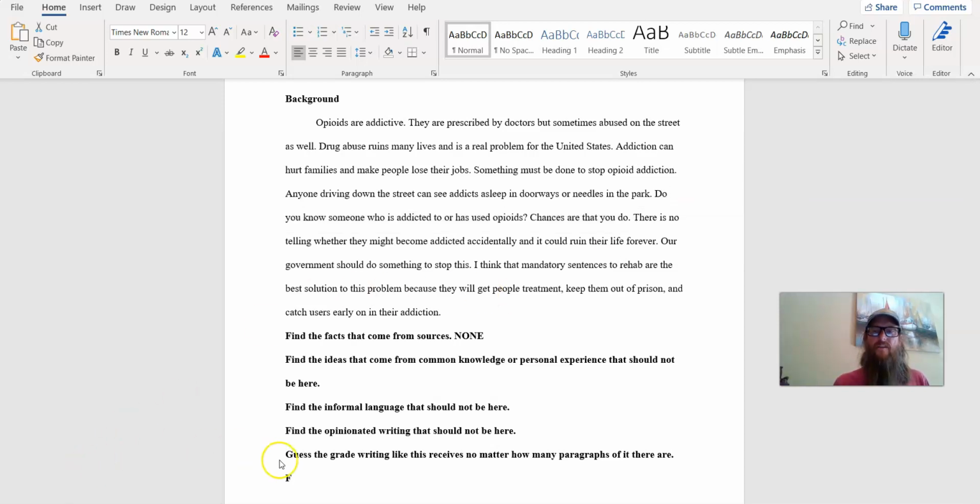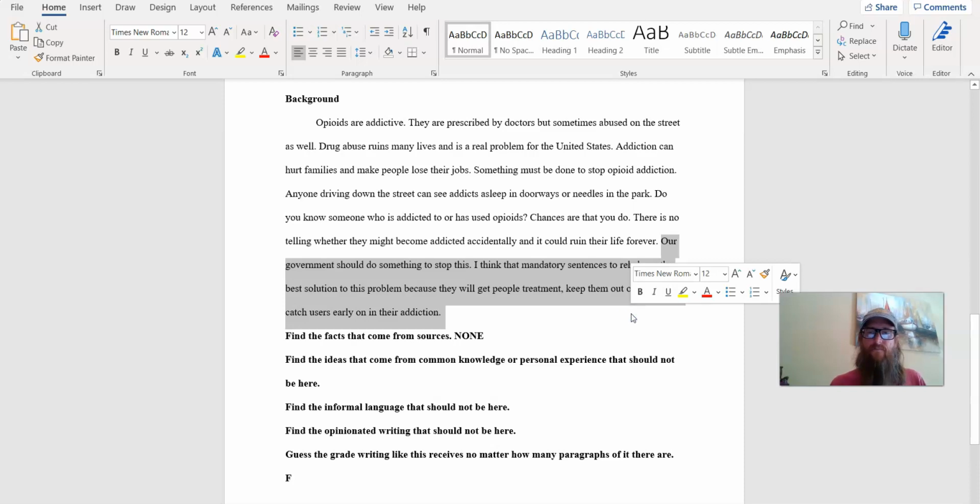Okay, find the opinionated writing that should not be here. This is all opinionated writing, right? I have often found that when students fail to read the source material, they substitute opinionated writing for information from sources, right? Because anyone can have an opinion. It doesn't have to be informed to be an opinion, right? But my job as the instructor is to ensure that you understand how to access source materials, so that you can learn more about the topic as opposed to just developing an opinion in a vacuum, right?